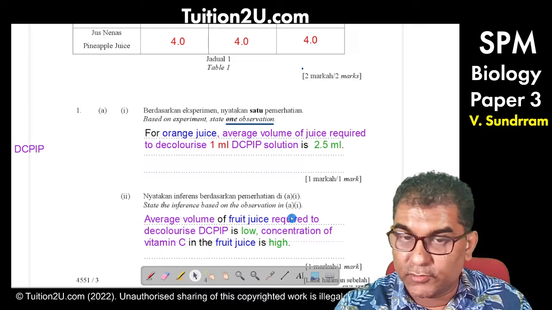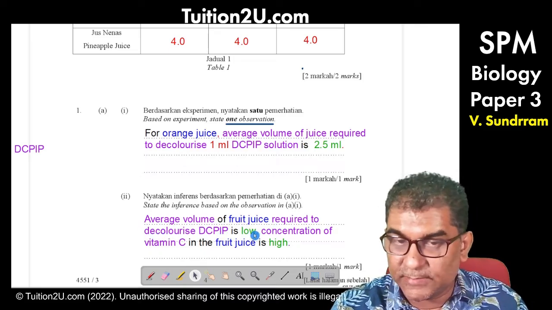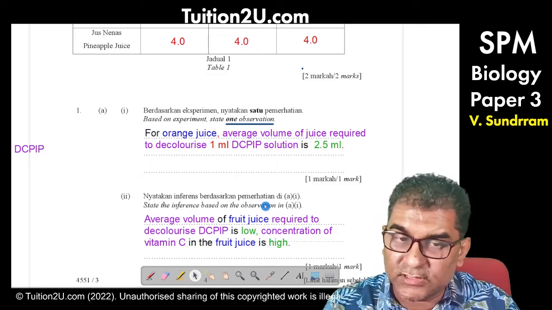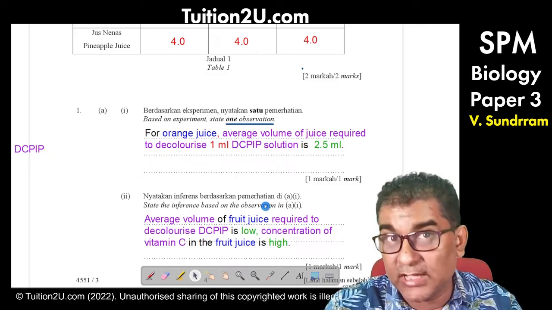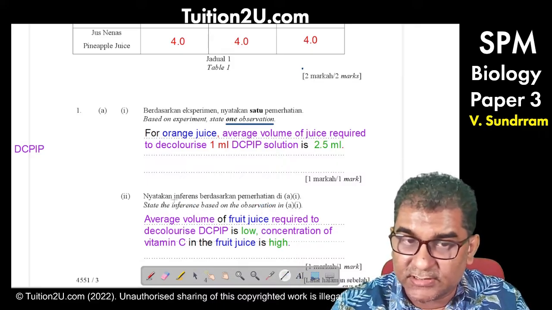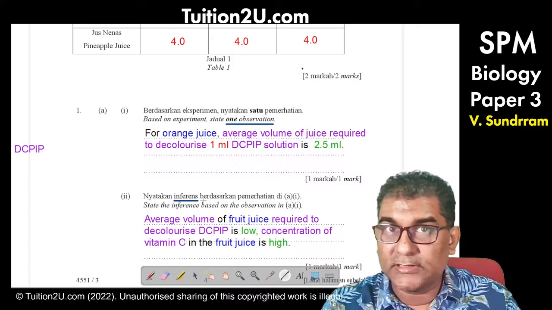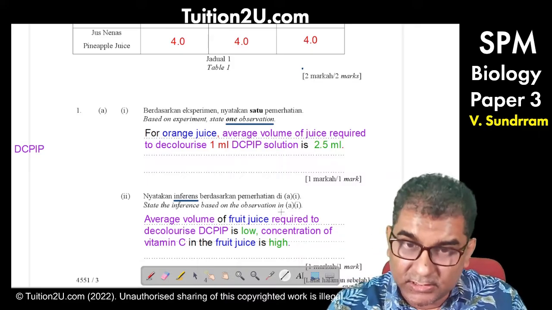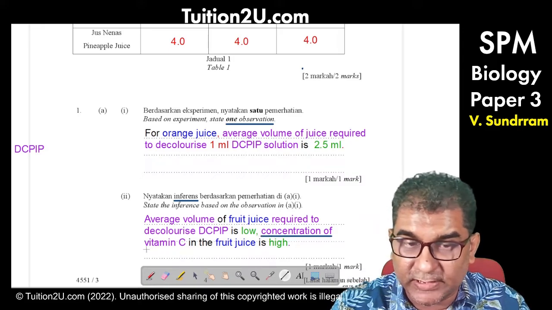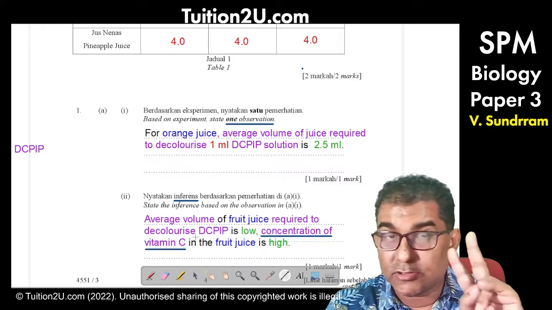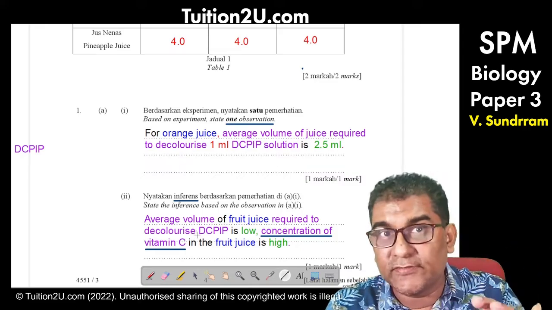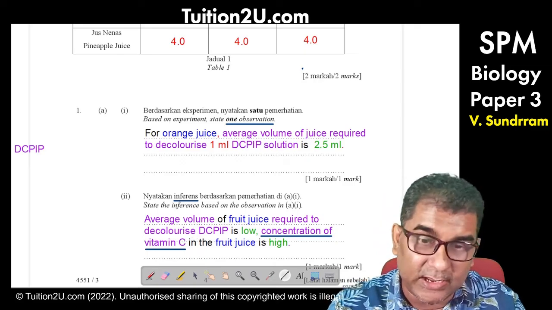So average volume of fruit juice required to decolorize DCPIP is low. You compare with 4.0, it is low. The concentration of vitamin C in the fruit juice is high. Take note, many students find this inference is hard. They normally tell us, I don't know what to write. The trick for this is, for example, where did I get this concentration of vitamin C? There are normally two places you can get the answer for the inference. What to use in the inference? There are two places normally you can get.